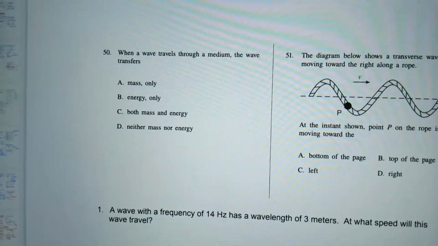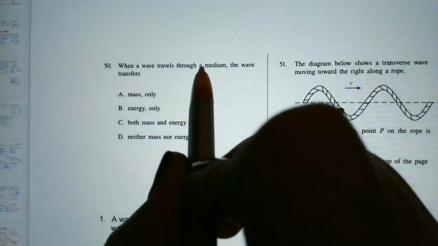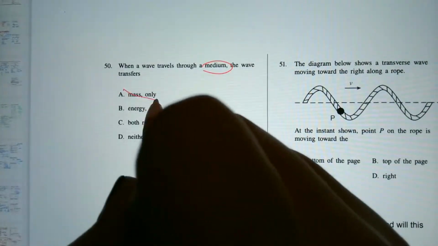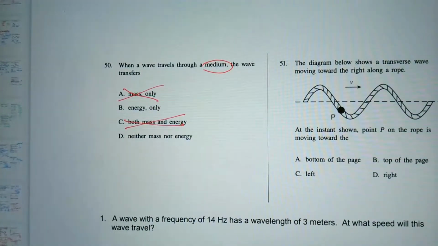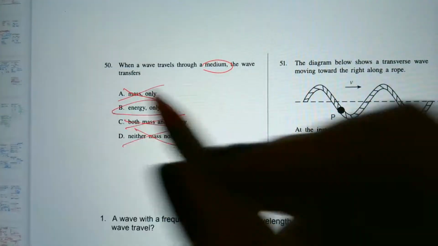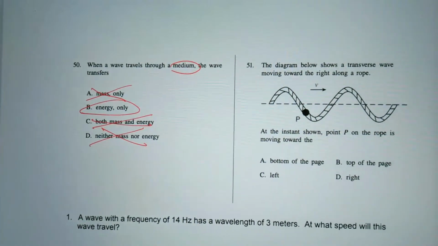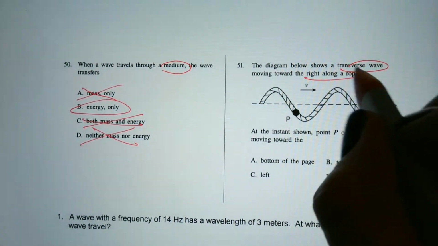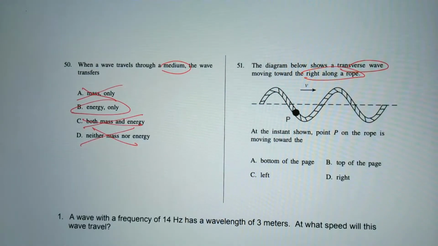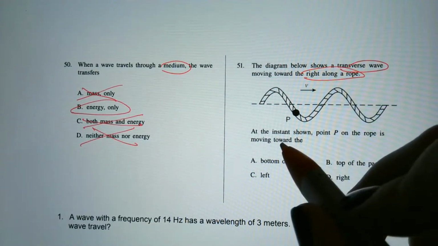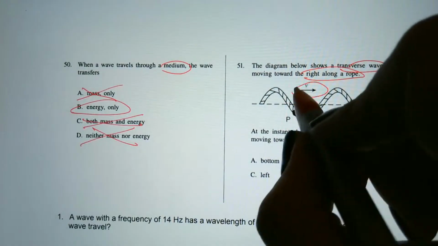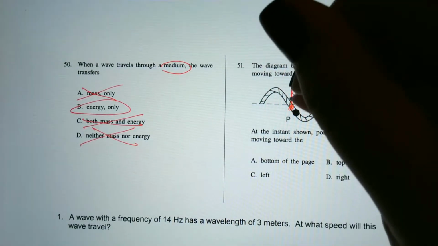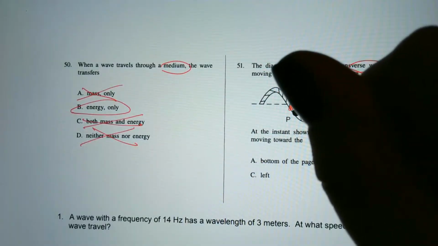Number 50. When a wave travels through a medium, the wave transfers... Again, never transfers mass, ever. And it's never not going to transfer energy. So it's energy only. 51. The diagram below shows a transverse wave moving towards the right in a rope. At the instant shown, point P on the rope is moving towards the... We're going to the right, so we're going to look right behind this. I see the start of a crest, so we're going to go up to the top of the page.